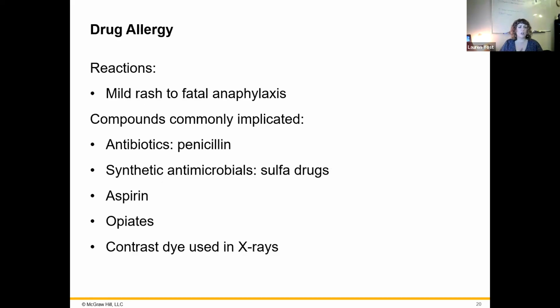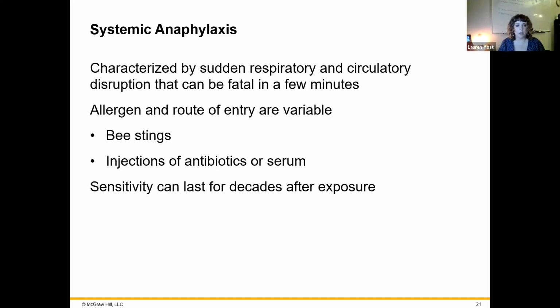Drug allergies, usually a mild rash. Sometimes you have fatal anaphylaxis that will develop as well, depending on the medication and the person's response to it. So this includes antibiotics like penicillin and sulfa drugs, which are also antimicrobials. Then we have aspirin and its derivatives, opiates, and contrast dyes used in x-rays.